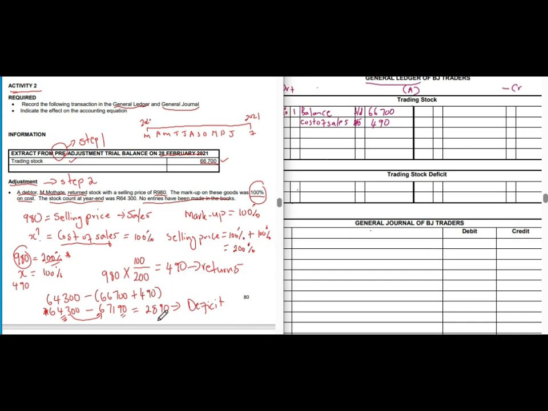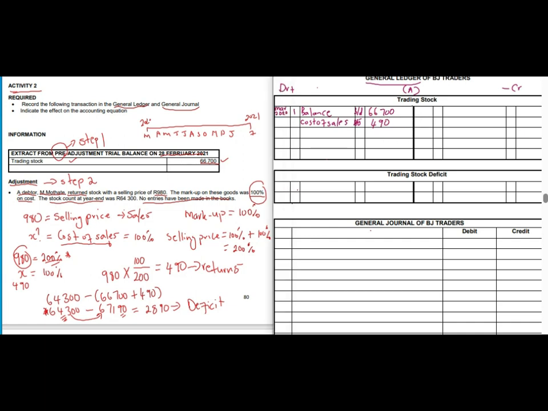What are those possible reasons? Theft, incorrect markups, and other errors in the business. So we are losing in this case. That's why we have trading stock deficit. So let's first close off our trading account.